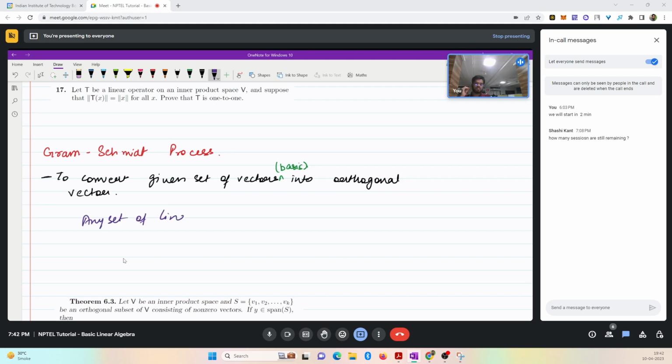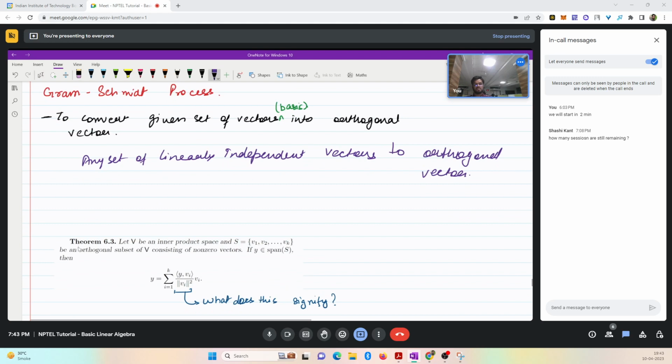That I probably won't cover today, but I'll cover how we convert any set of linearly independent vectors to orthogonal vectors. One thing you should remember is that if you have a set of orthogonal vectors, then they are always linearly independent. So now we have to see the other way around: if you have linearly independent vectors, you want to convert them to orthogonal vectors.